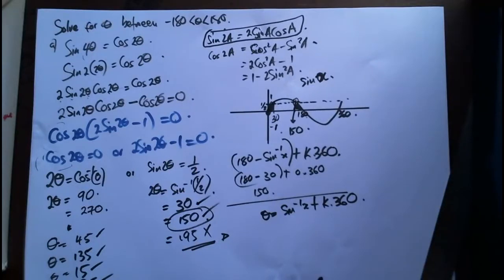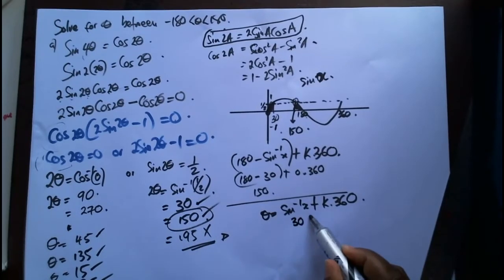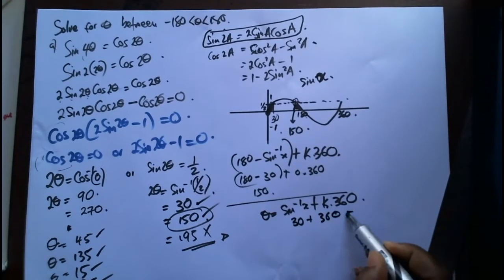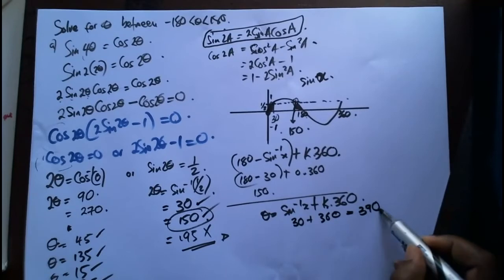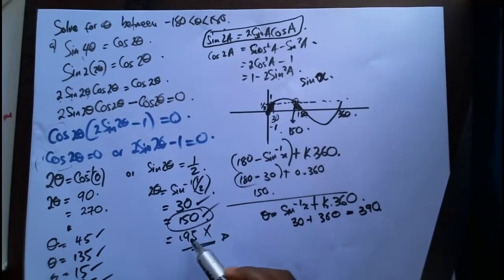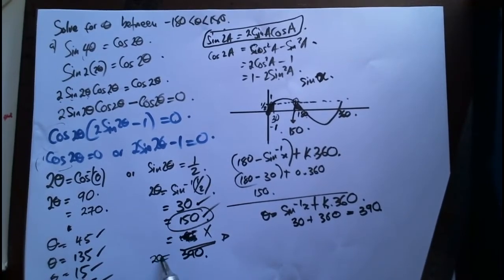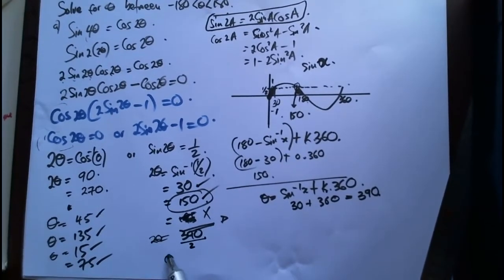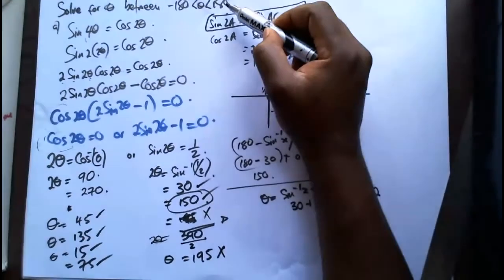Now, where did we get 195 from? If I take the 30 that I got here and put a 1 where there's k, it becomes 30 plus 360, which equals 390. So my 2 theta is equal to 390. If I divide by 2, I get theta is equal to 195.